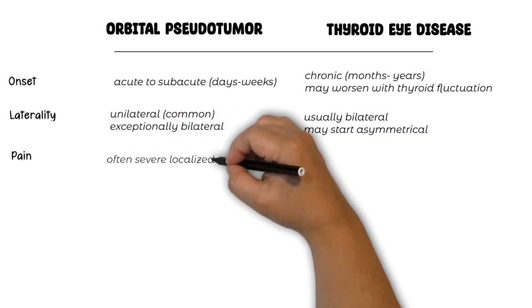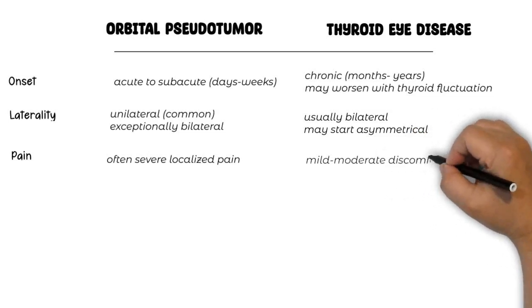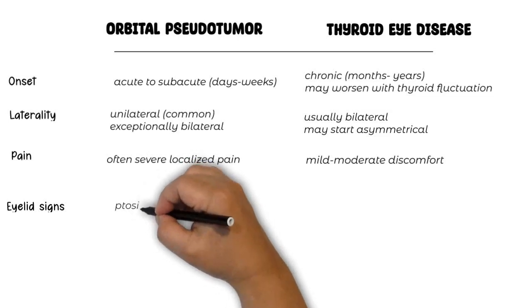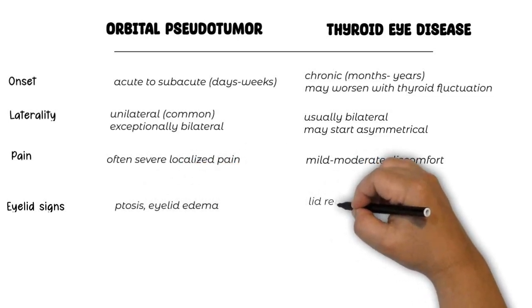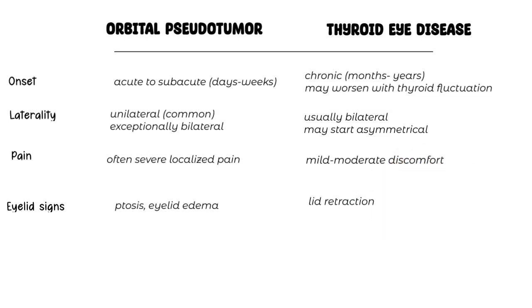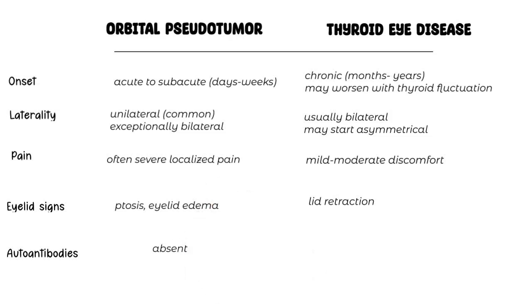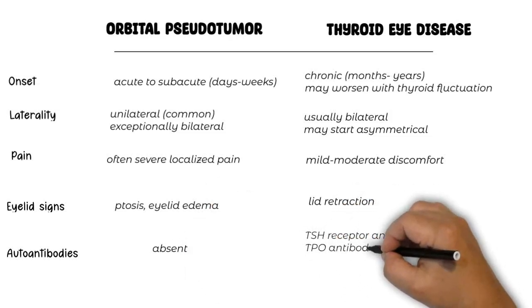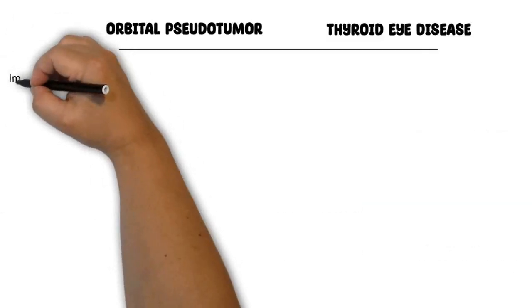The orbital pseudotumor is usually associated with severe localized eye pain, while in thyroid eye disease it is usually felt as only discomfort. Regarding the eyelid signs, the orbital pseudotumor is characterized by ptosis and eyelid edema, while lid retraction characterizes the thyroid eye disease. No autoantibodies in orbital pseudotumor, while there are thyroid stimulating hormone or thyroid peroxidase antibodies in thyroid eye disease.